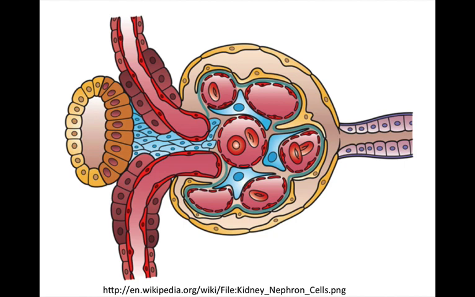Now, the juxtaglomerular apparatus is a highly specialized form of intrinsic control. Obviously, we're talking about the kidneys here. So this, again, is intrinsic control. Now, basically, within this juxtaglomerular apparatus, we've got cells around these arterioles that are called, and I'm just going to abbreviate this, juxtaglomerular cells.